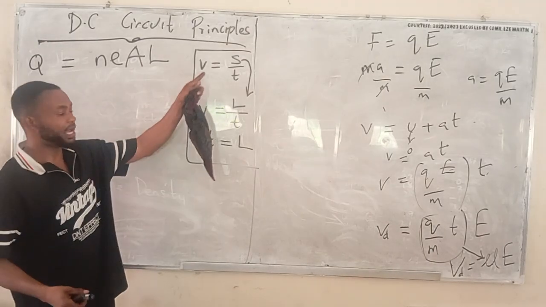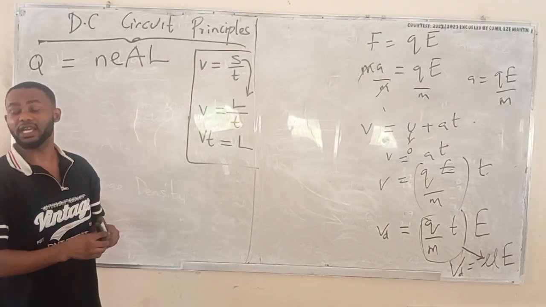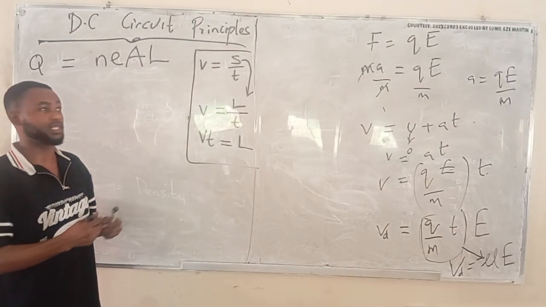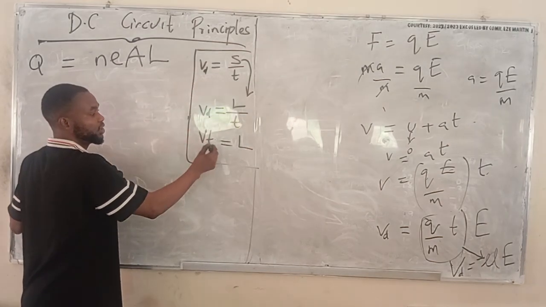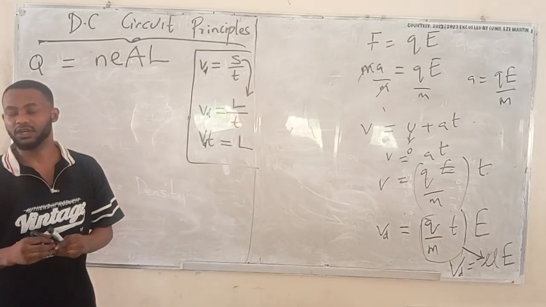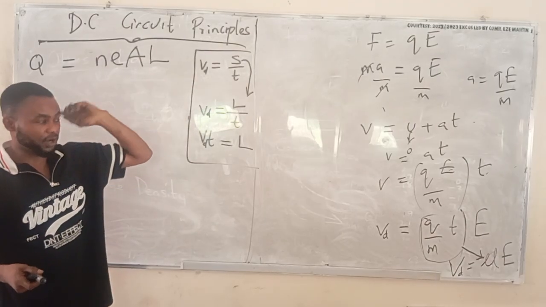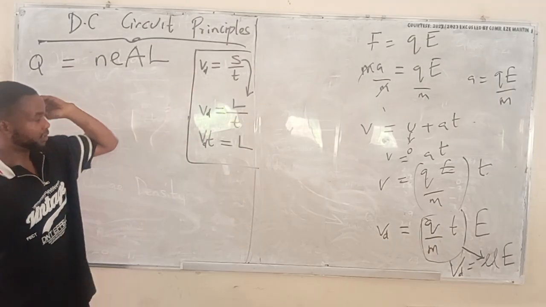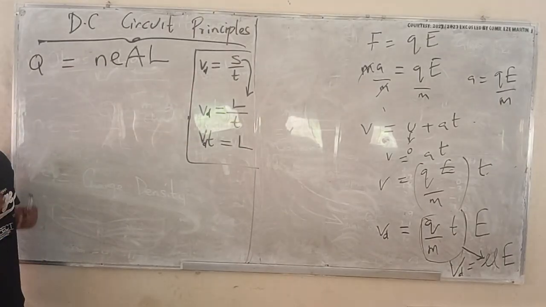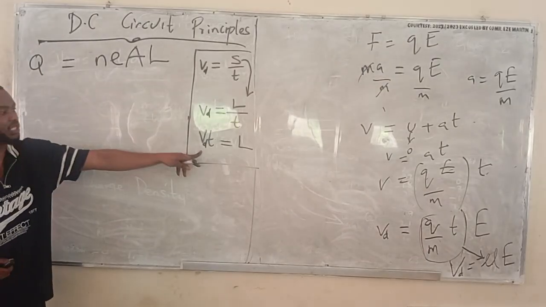If that is the case, that means that in movement of charges to get electric current, there's something like velocity, that is drift velocity. This is also drift velocity. This is also drift velocity. Remember that this velocity, from the velocity we use the equation of motion, is still the same thing. Now, if that is the case, let's come here and replace this L with this thing.